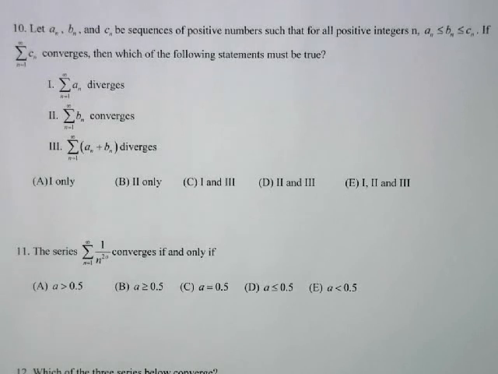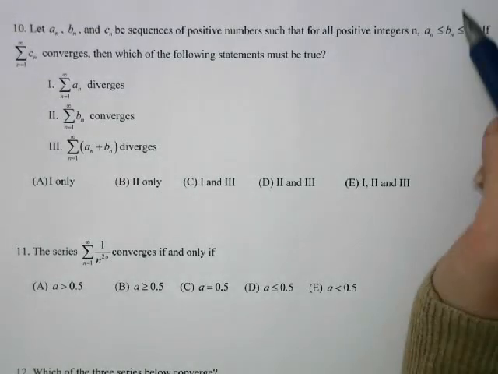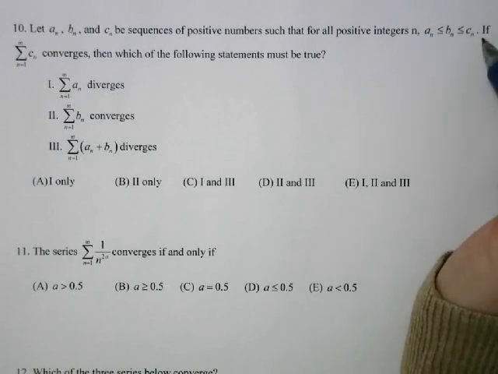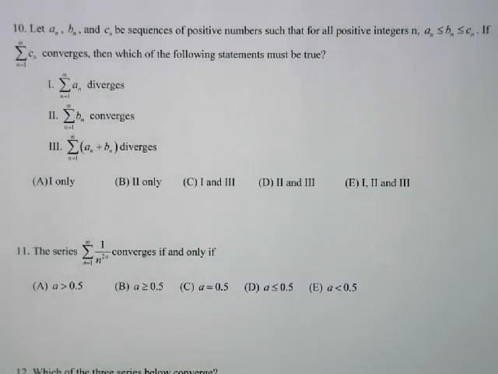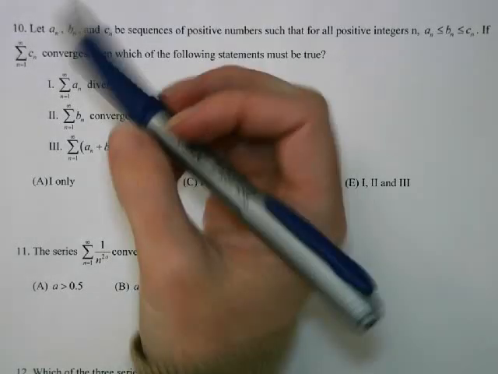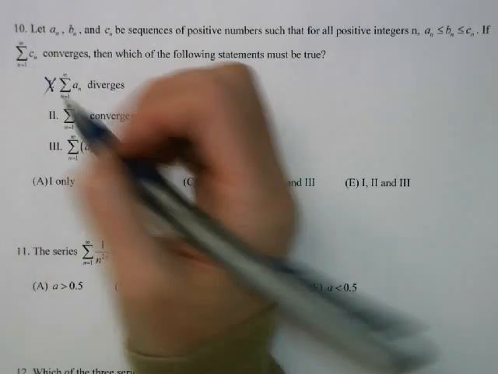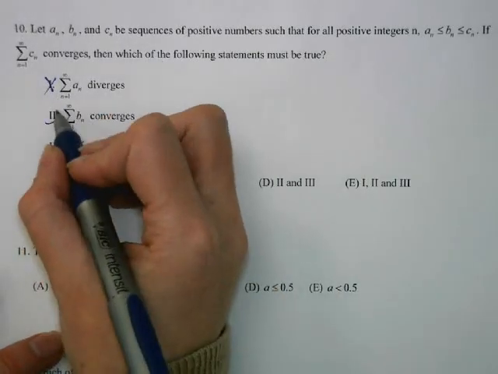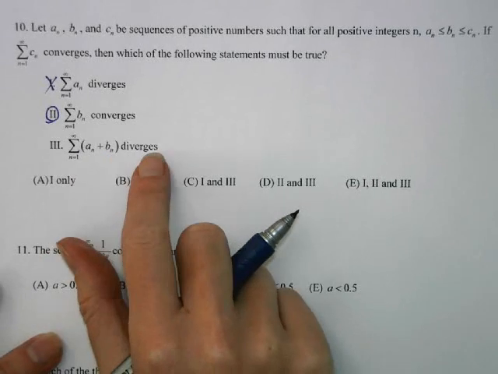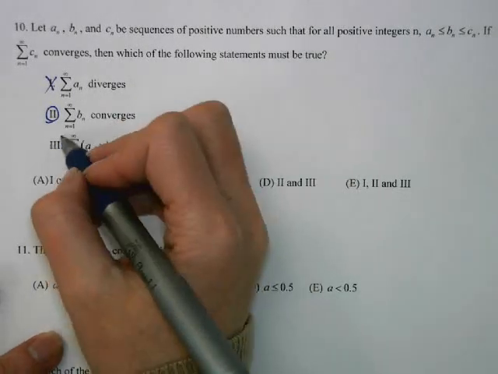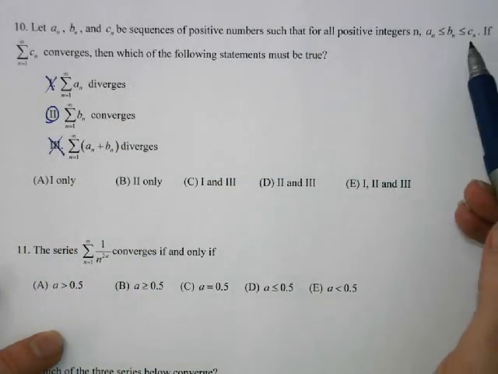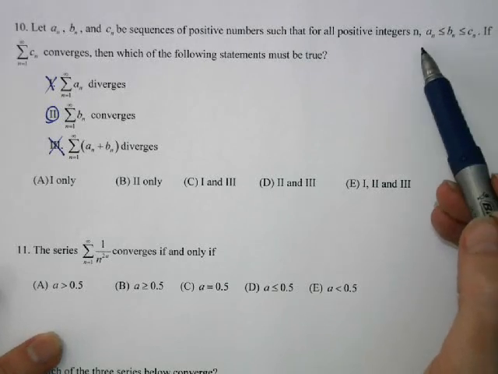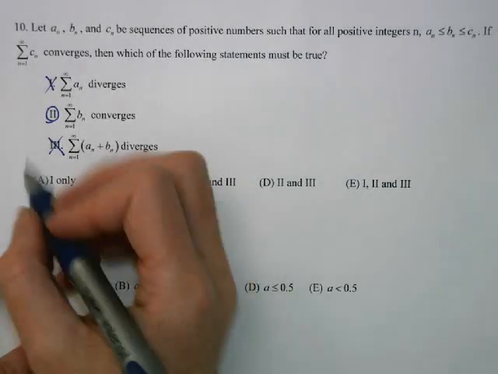Okay, let a sub n, b sub n, c sub n be sequences with positive numbers, such that a is less than b is less than c. If c converges, which statement must be true? If c converges, well, a can't diverge, because it's less. B needs to converge because it's smaller. And a plus b diverging, nope, that can't happen either, because if c converges, then a and b both have to converge.